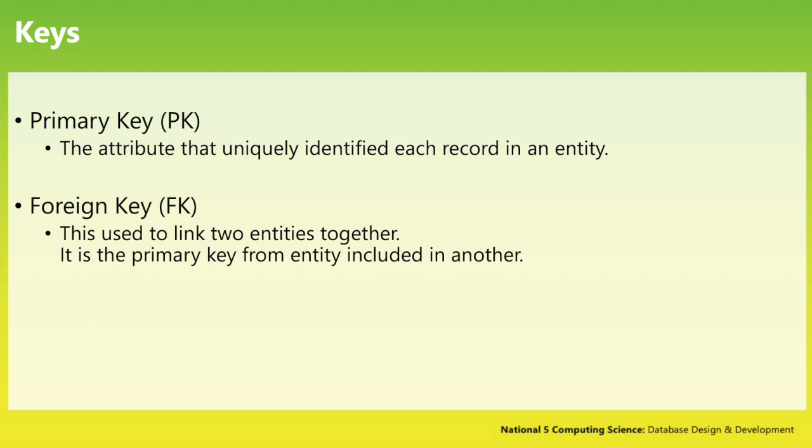In the video on entity relationship diagrams, we explain the difference between primary and foreign keys. The primary key is an attribute that uniquely identifies each record in an entity, whereas the foreign key is used to link the two entities together. So it's the primary key from one entity included in another.